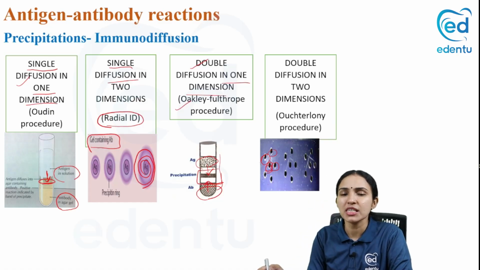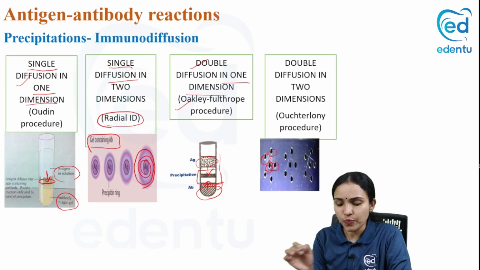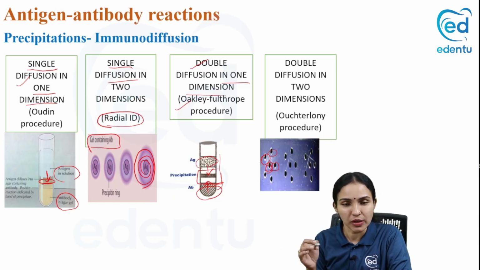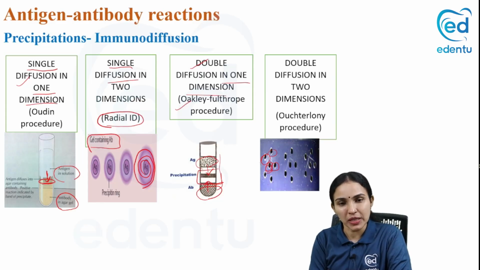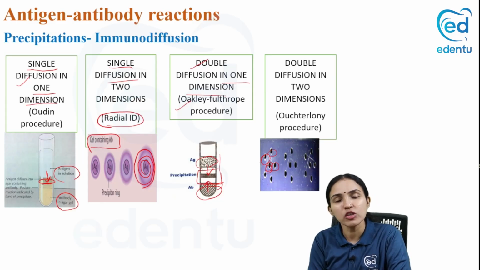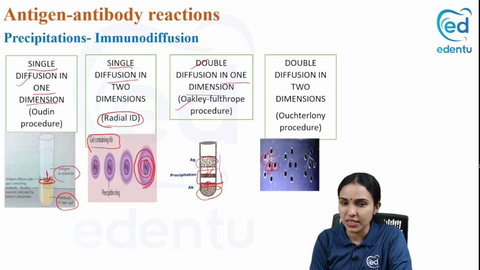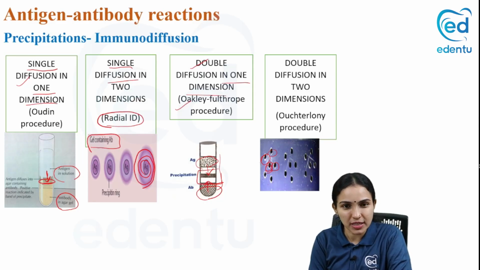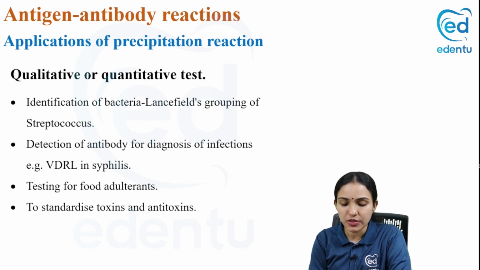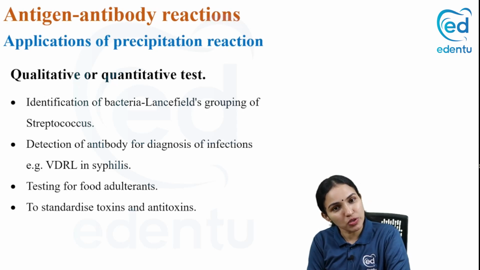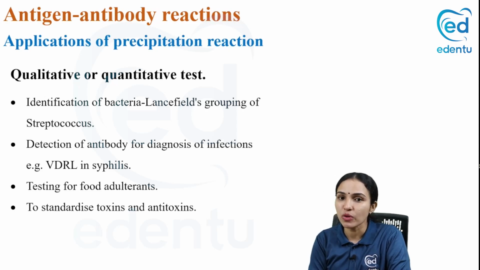So when precipitation is asked as a 5-mark question, you have to write the definition, you have to write the types. In that you have to mention the immunodiffusion methods also. Please remember the most important example of precipitation reaction, that is flocculation, which we use for the diagnosis of syphilis, the VDRL and RPR tests. As for applications, precipitation reaction can be used as a quantitative and also a qualitative test.